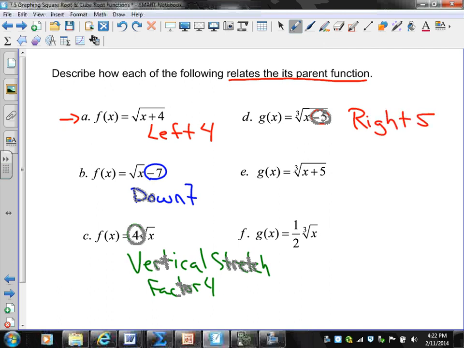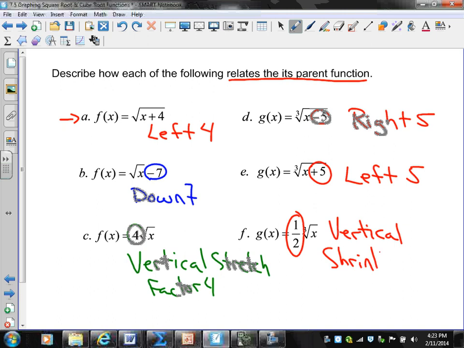In E, we're adding 5 inside the parent function, so that's going to be the opposite of what it looks like, or left 5. And then lastly, in F, we have this multiplying by 1/2. It's outside, it's vertical, it's multiplication, so it's going to be a stretch, excuse me, it's actually going to be a shrink this time, isn't it? Because it's a factor that is less than 1. So this is going to be a vertical shrink factor of 1/2.